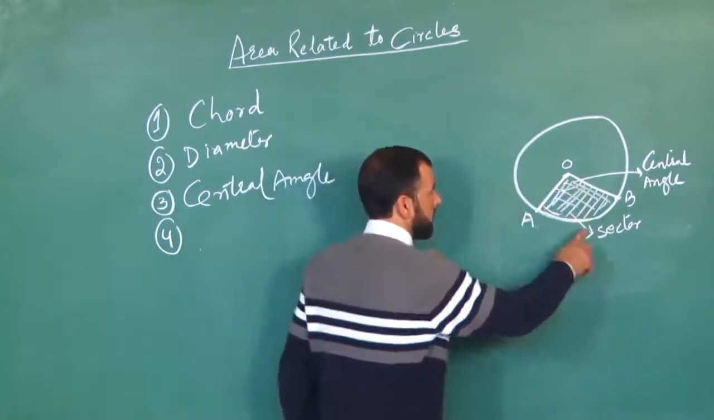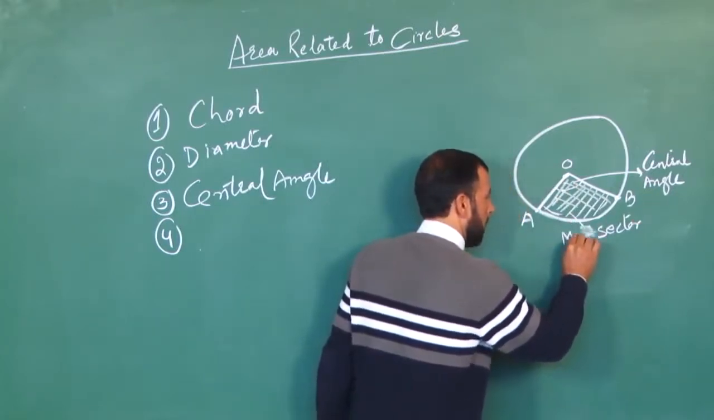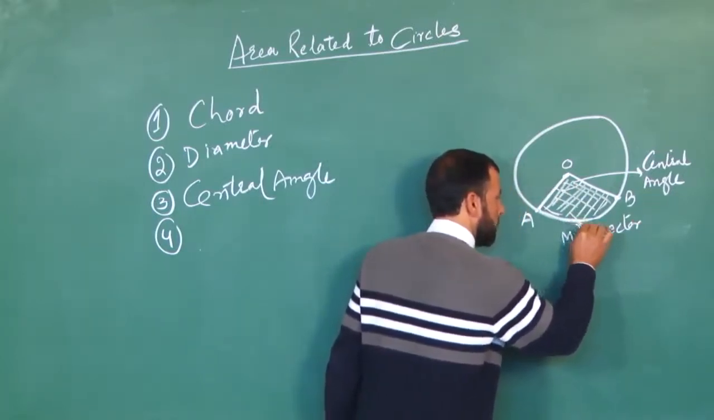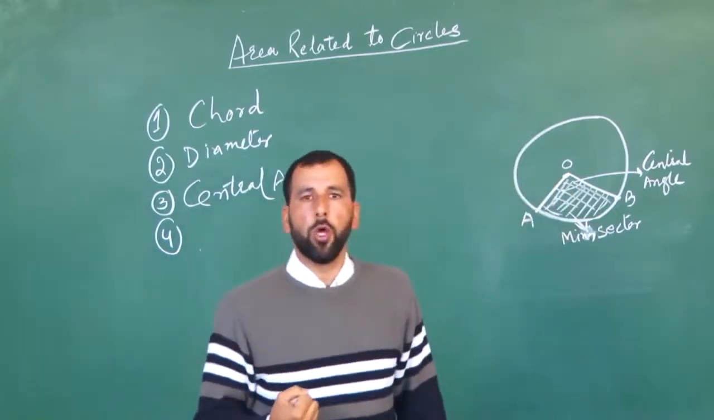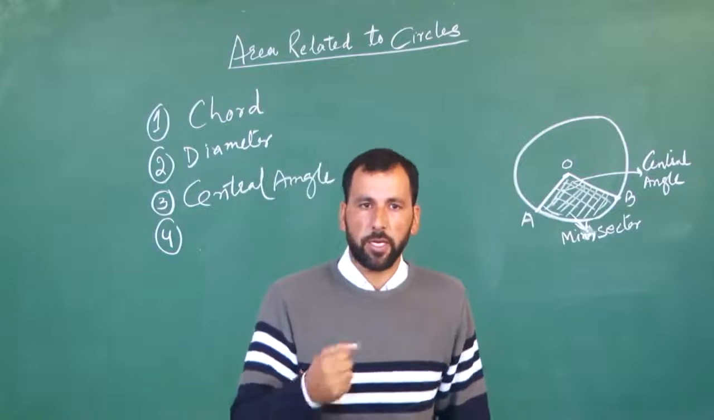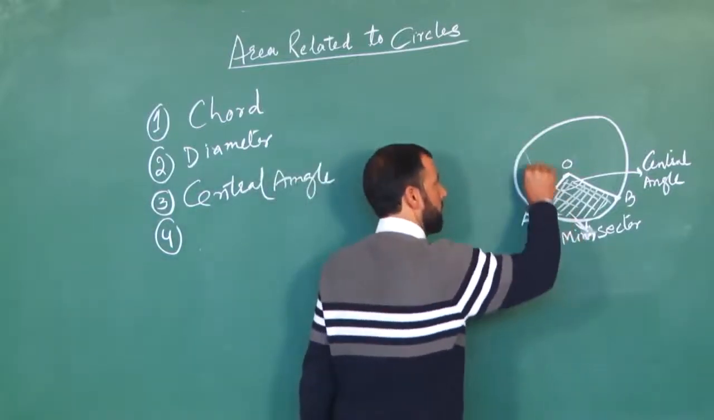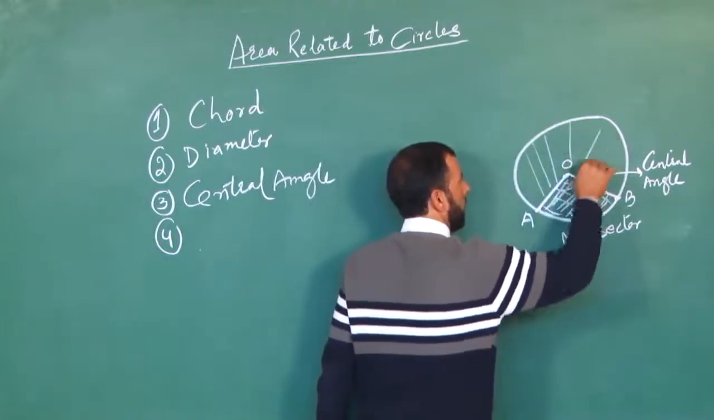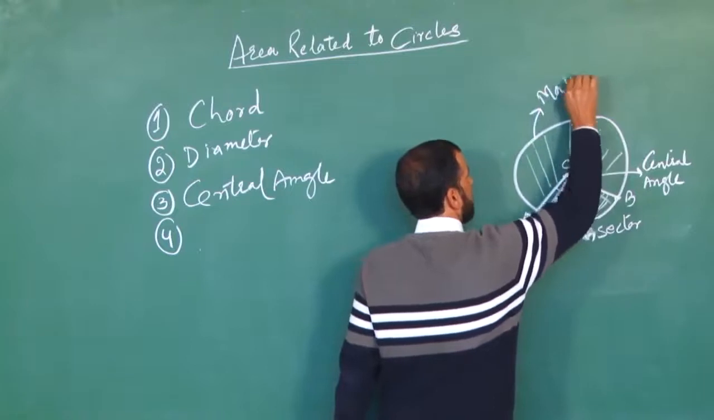But this sector is a minor sector, because two radii and the corresponding arc divide a circle into two sectors. One is the minor sector and the other is the major sector. This one is the minor sector and this whole remaining part is known as the major sector.